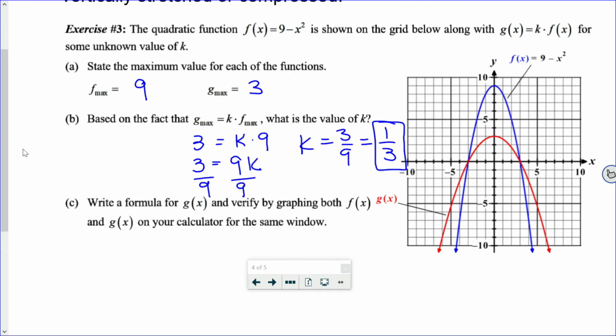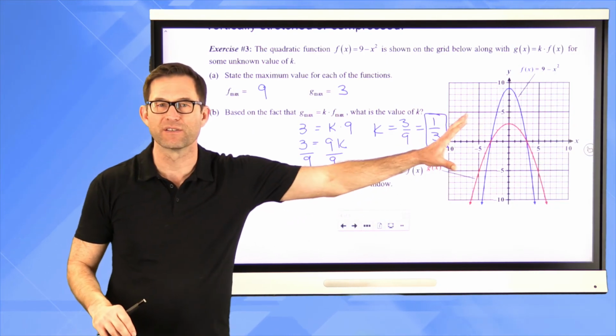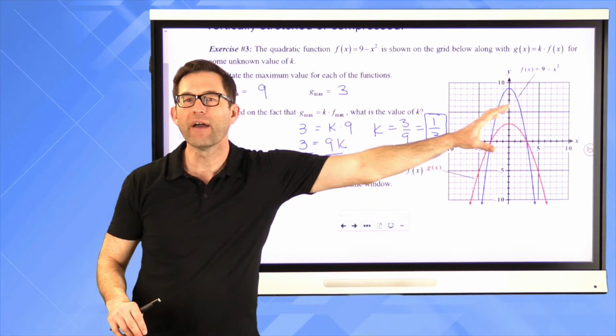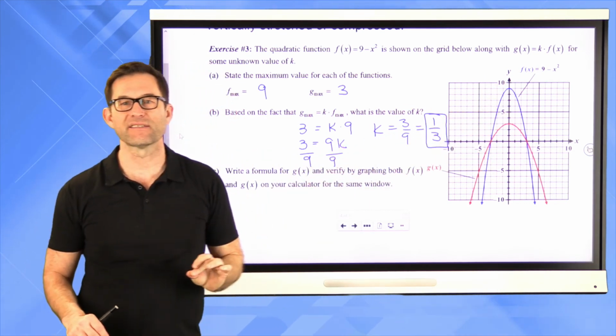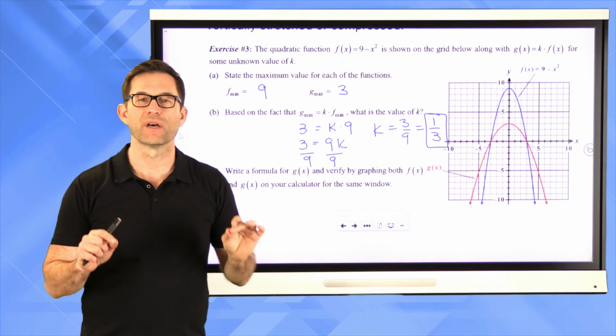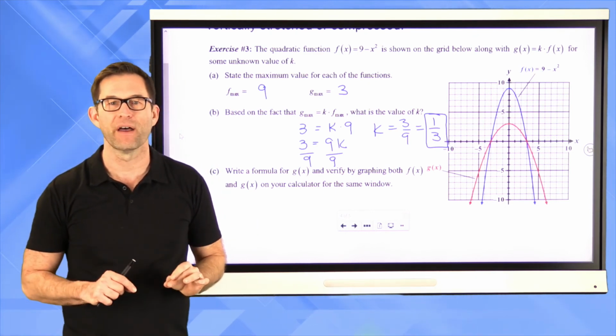And that makes sense because I've compressed this function, right? All the y values on the red graph have come closer to the x-axis than the y values on the blue graph, on the graph of f of x.